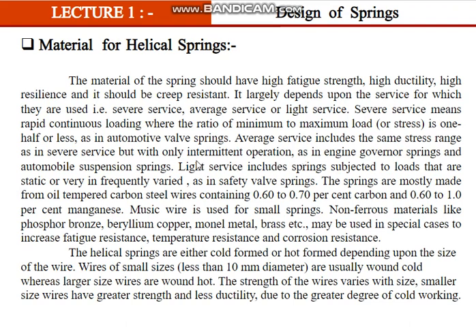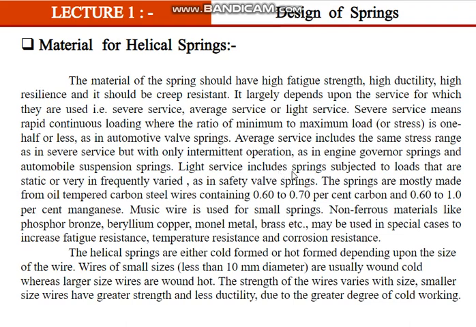Okay, average service includes the same stress range as in severe service, but only intermittent operation. Only sometimes it is being used, as in engine governor springs and automobile suspension springs. Automobile suspension springs, you see, only when you come across a speed breaker, or when you fall into a ditch, these suspension springs will be working. Not like automobile valve springs. Valve springs, per minute 1000 times, 3000 times opening and closing, see how severe that is. Here the load is the same, but they are not operated continuously.